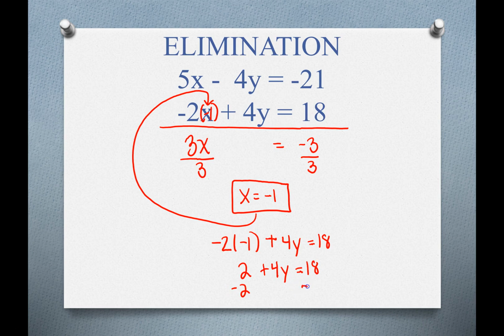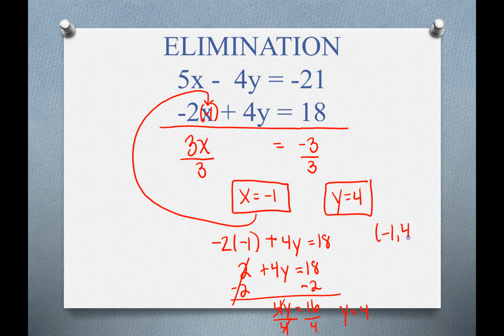Subtract 2 from both sides, and I get 4y equals 16. Divide by 4. The 4's cancel, and I'm left with y equals 4. So that's my final answer. And again, if you want, you can write it as a coordinate, negative 1, 4. There we go.